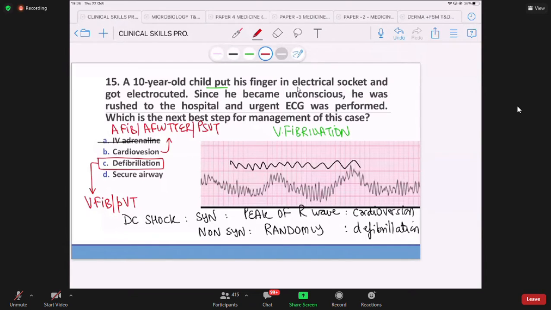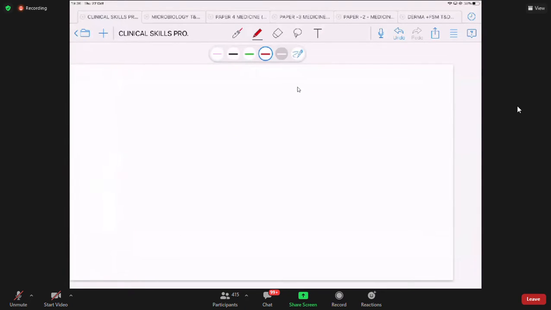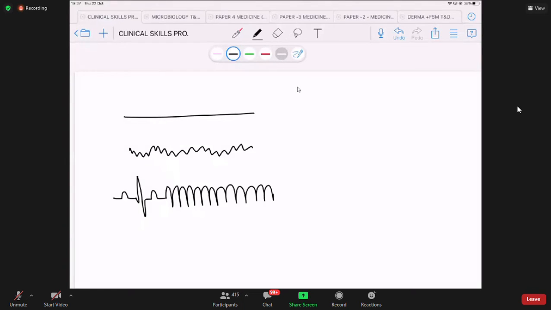The easier way to answer the question is just to remember this slide that I'm showing you. Most of the time, the arrhythmias they're going to give you are going to be something like this. Either it's going to be a flat line, or a twitching pattern like ventricular fibrillation, or a ventricular tachycardia. How does a VT look, guys? Ventricular tachycardia will always have a broad complex QRS.